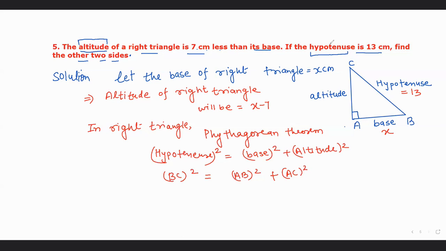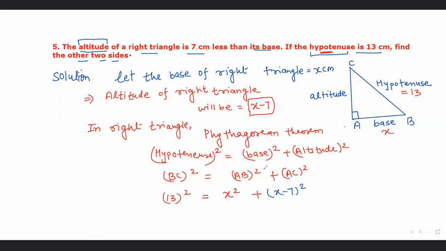Now dear student, you can see in the question the hypotenuse is given, that is 13. So we can say it is 13 square equal to. Now you see the base is x. AB, we have considered the base, that is x. So it is x square plus the altitude, we have x minus 7. So we can write here x minus 7 square.